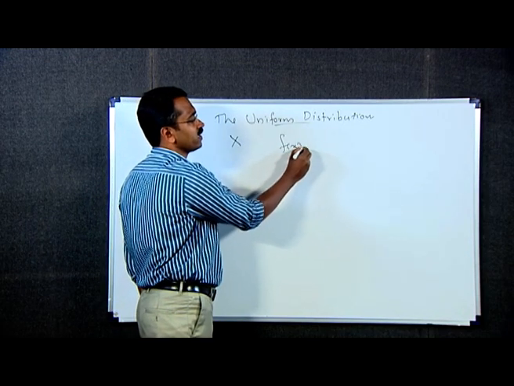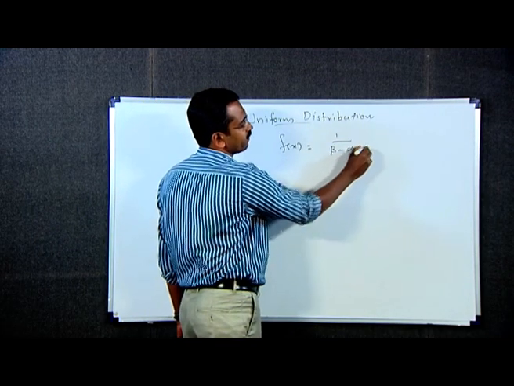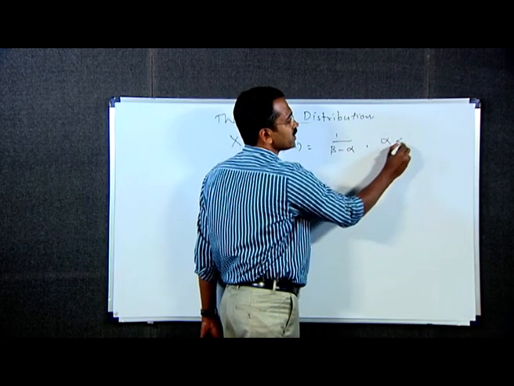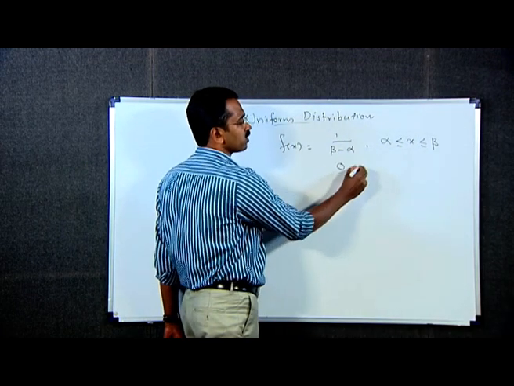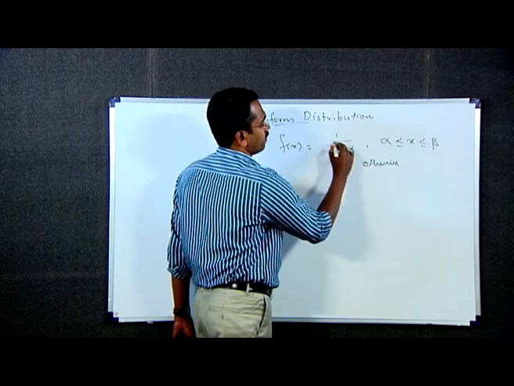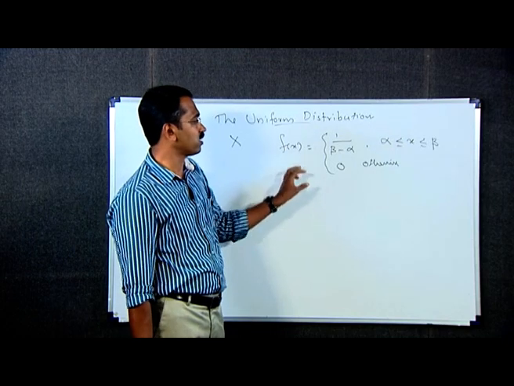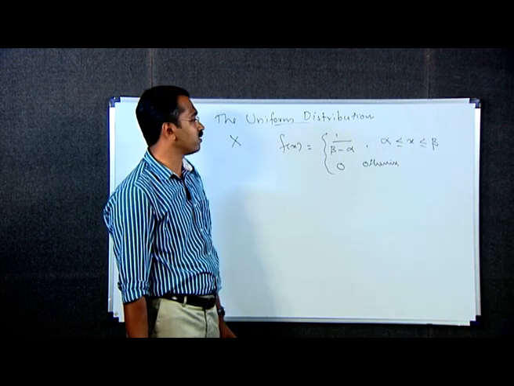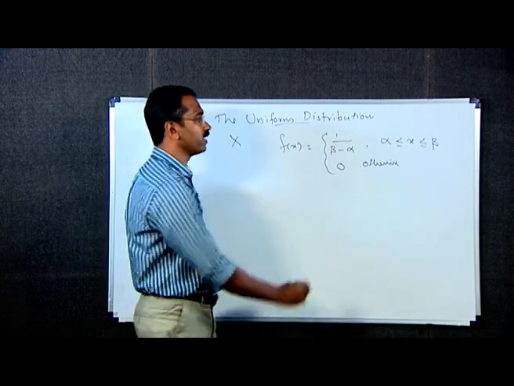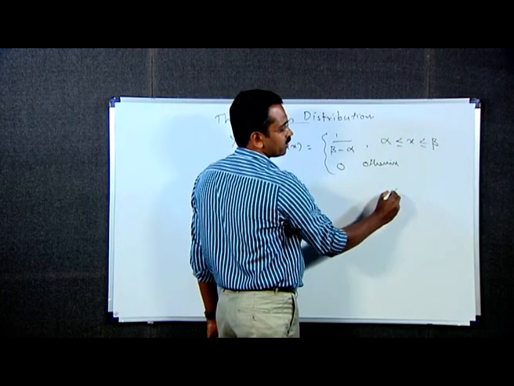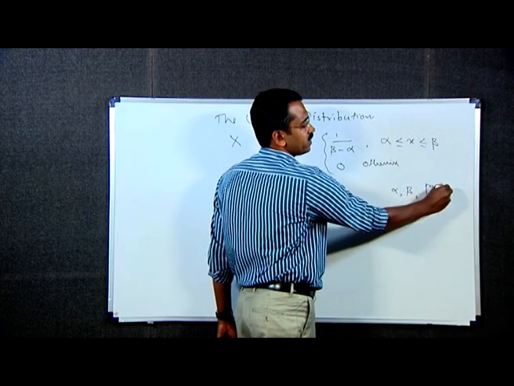function f of x is given by f of x is equal to 1 by beta minus alpha, where alpha is less than or equal to x less than or equal to beta, and f of x is equal to 0 otherwise. This is the PDF, that is probability density function of the capital X, where X follows uniform distribution. Here alpha and beta are two constants. They are called the parameters. Alpha and beta are the parameters of the distribution.